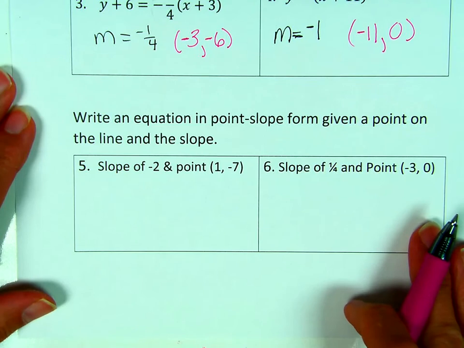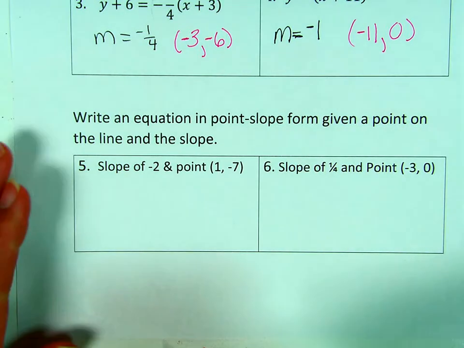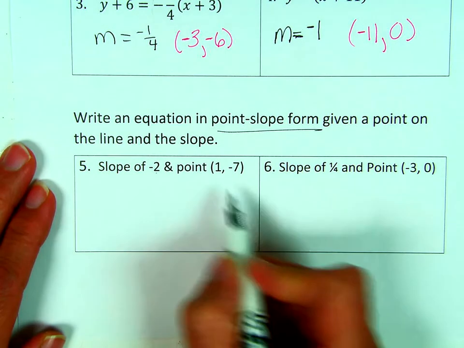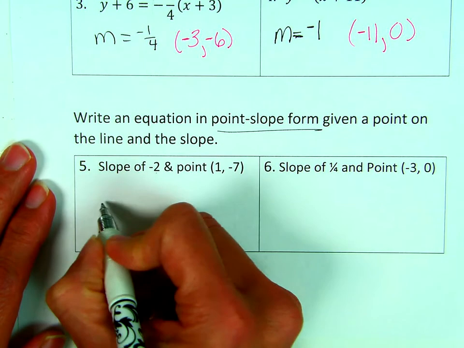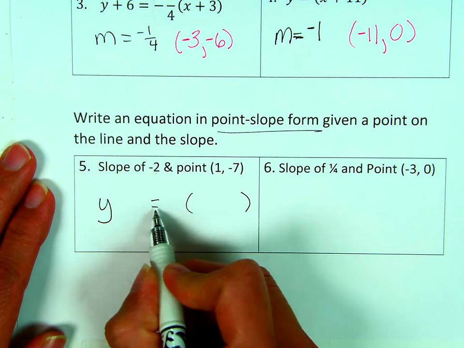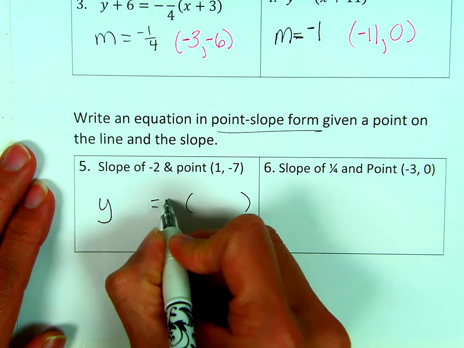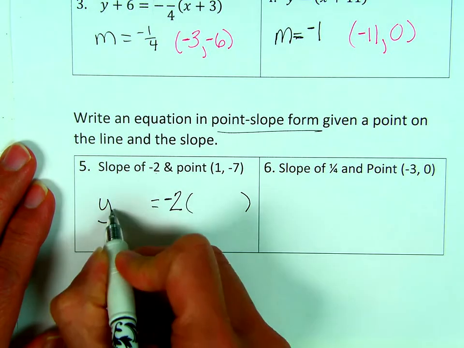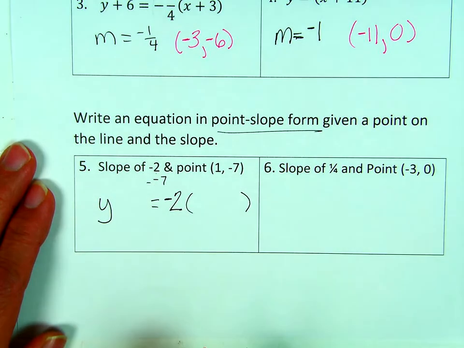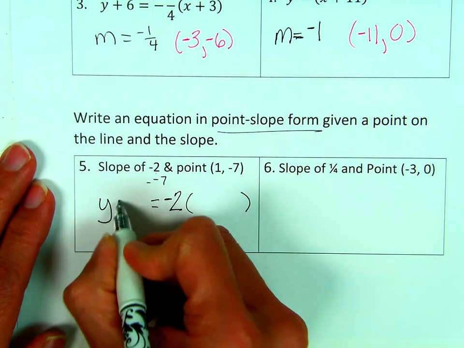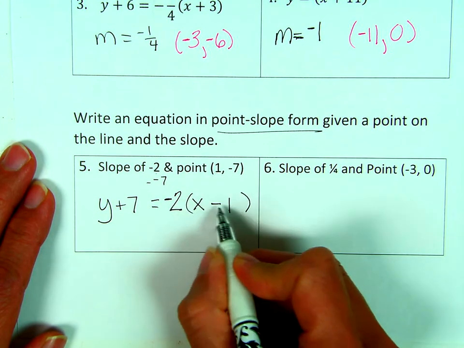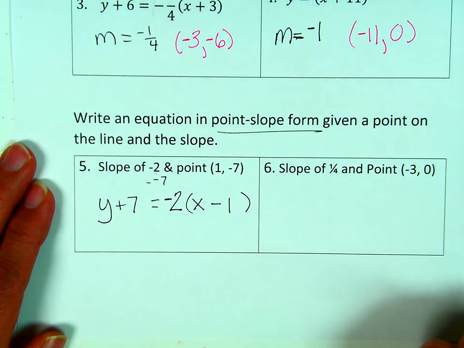So here we go. We're going to say, write an equation in point-slope form of a line that has a slope of negative 2 and goes through the point 1, negative 7. Well, first of all, we always have a y, we always have an equals, we always have a parenthesis. The slope goes right here. The y-coordinate, it's going to be minus a negative 7. Well, what is minus a negative 7? So if that's a negative, this is going to be a plus 7. And then we're going to say x minus 1 because that was positive, so it's minus 1. And that's our equation. That's all you have to do.